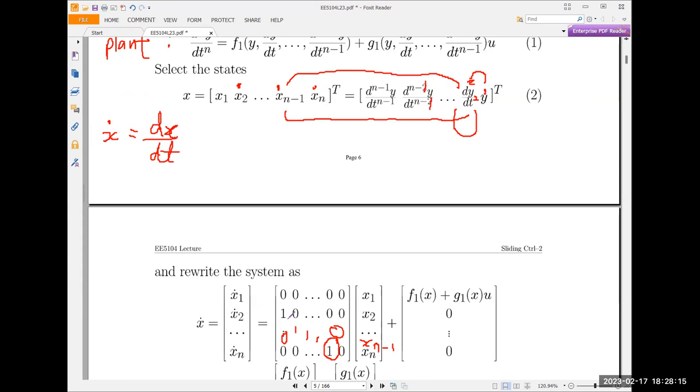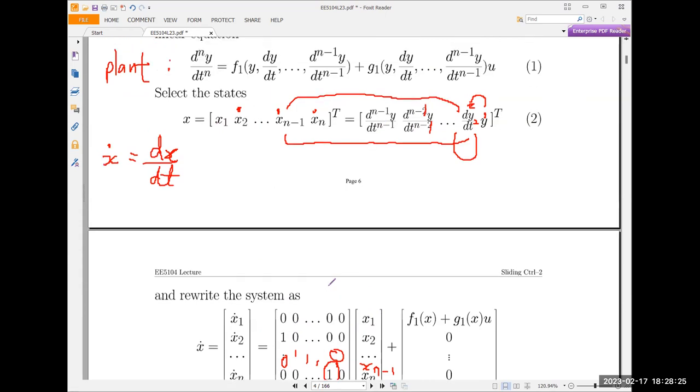All right, so this is standard. Then you have all the way up here. Then the first row, how do you get the first row? The first row, you go and look at the original equation. Then you see all.